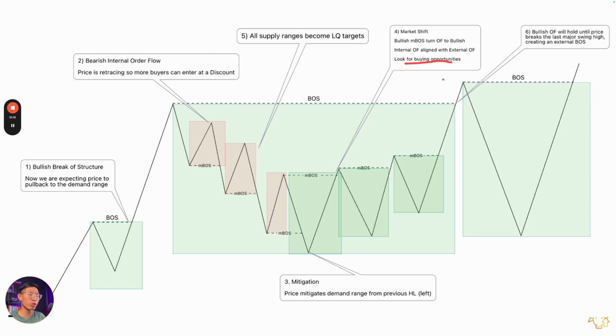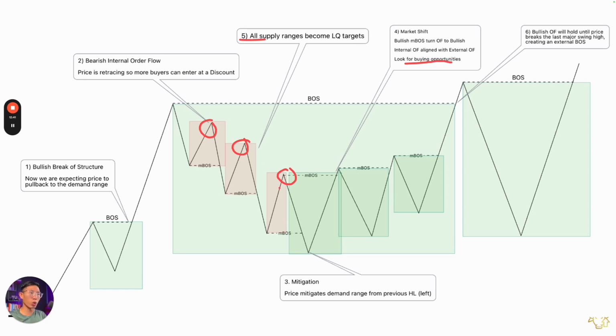We can look for our entry points to enter for buy positions. Now, all supply ranges become liquidity targets. You can see what I mean here: price tends to go to all these highs that were formed from all this supply order flow. This one, this one, this one. All this supply order flow tends to be filled up by all these buyers right here.